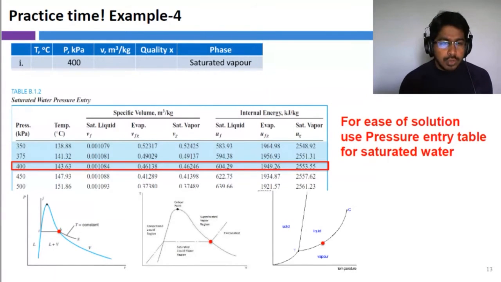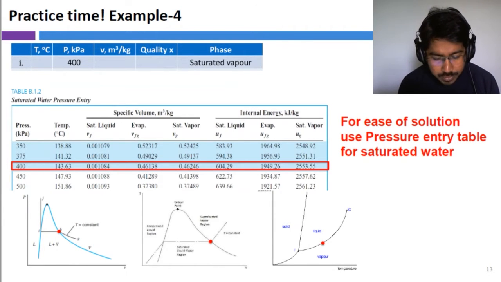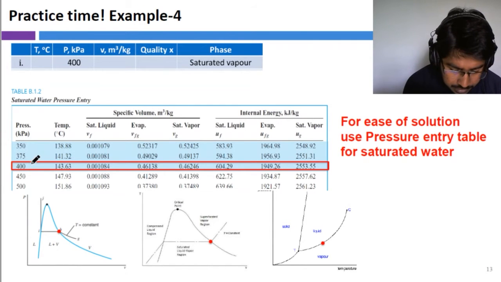For those of you who don't remember pressure entry and temperature entry tables, they are just there for your ease of use, right? In the pressure entry tables, we have nice round pressure values as the first column. In temperature entry tables, we have nice round temperature values as the first column. So if you solve any question using either of these, it's not going to be wrong, but one table might help you save time, right? In this case, if you go into saturated water pressure entry table, you can find 400 kilopascals.